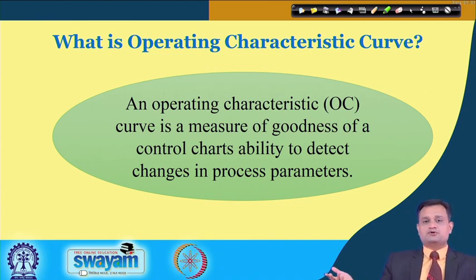There is a change in the process parameter, maybe mean or maybe variance, variability, and my chart is not able to detect it. Then what is the use of this chart? Unnecessarily I will be spending money on the maintenance of such chart, and it is just like a white elephant.